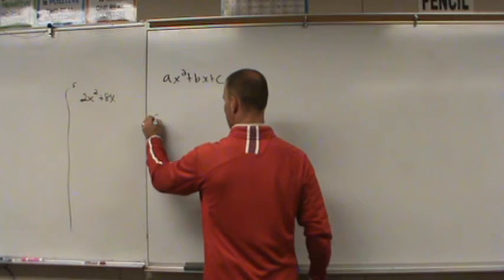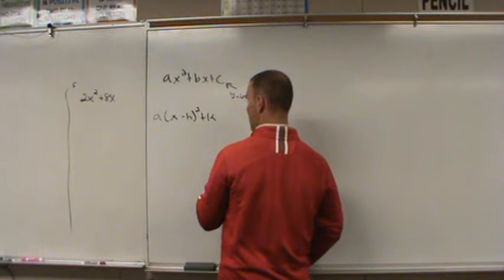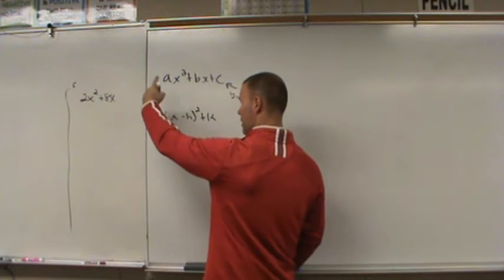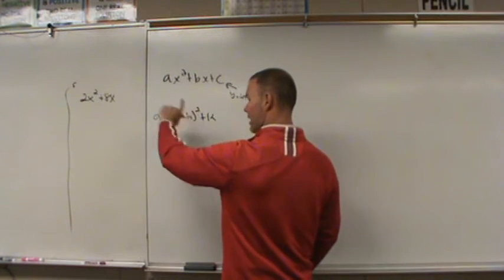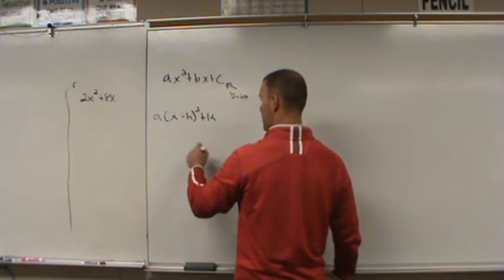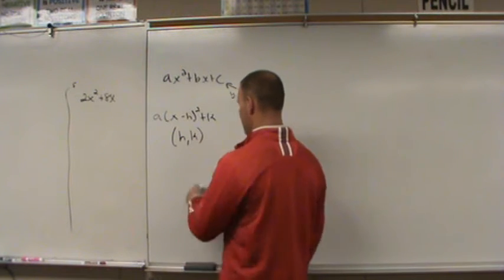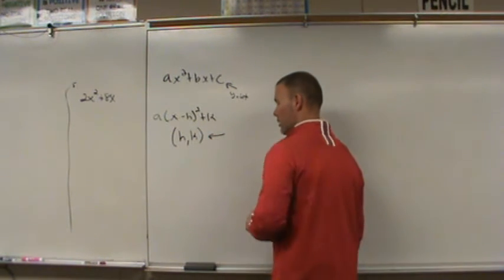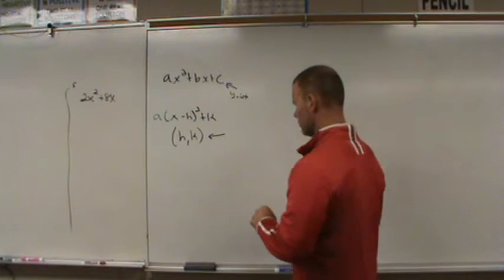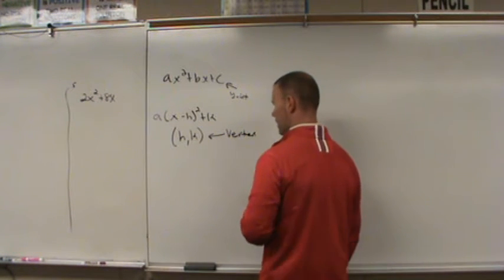And so when we look at a(x minus h) squared plus k, a tells us up or down, h is right or left movement, k is up or down movement. Then what would (h, k) be? If we can identify h and k in one word, h and k would be the vertex. That's what (h, k) is.